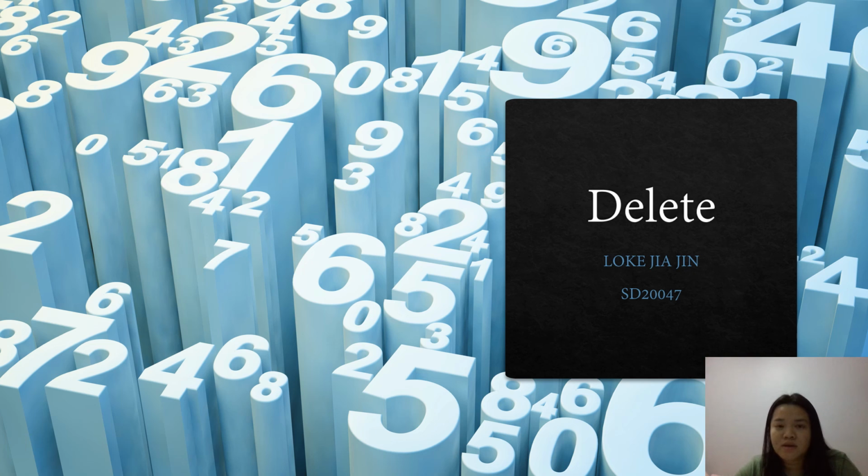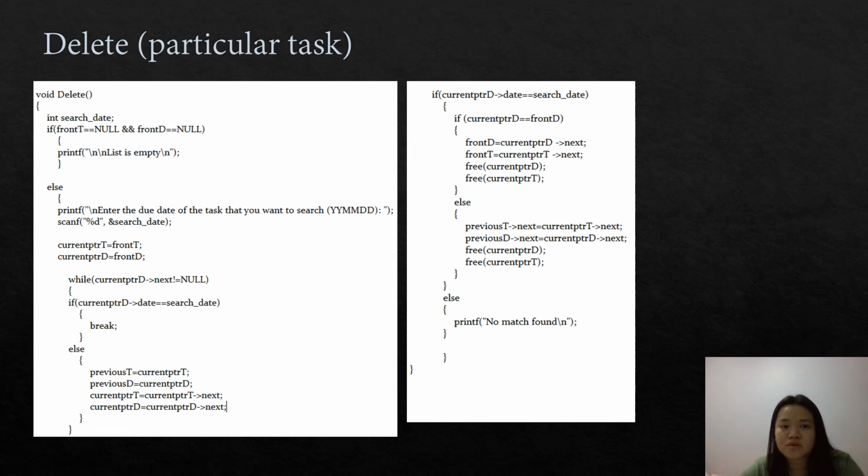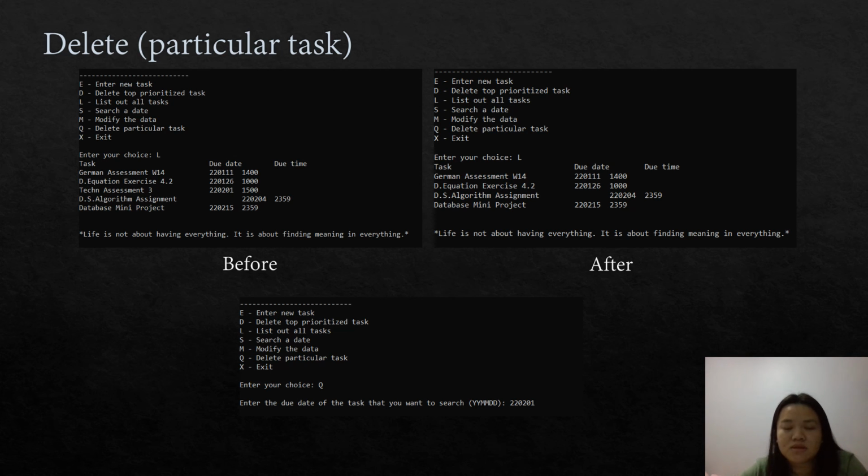I'm Jajin and I'm going to present deleting a specified or particular task. This is the code to delete a particular task. We will ask the user to enter the due date of the task that he or she wants to delete. This is the sample output of deleting a particular task.